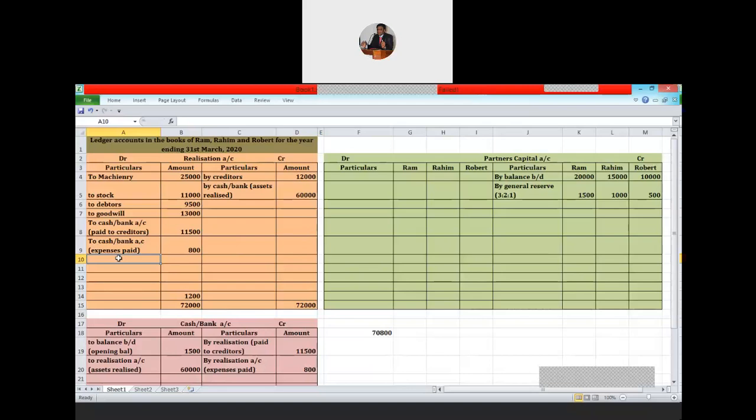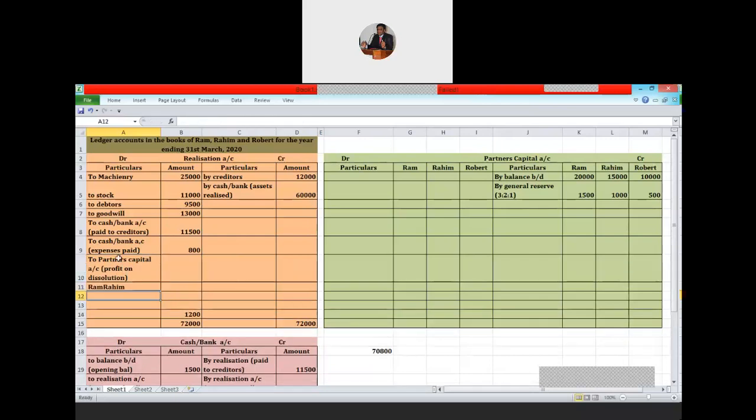The entry will be: realization account debit to partners capital account, that is the profit on dissolution, Ram, Rahim and Robert.